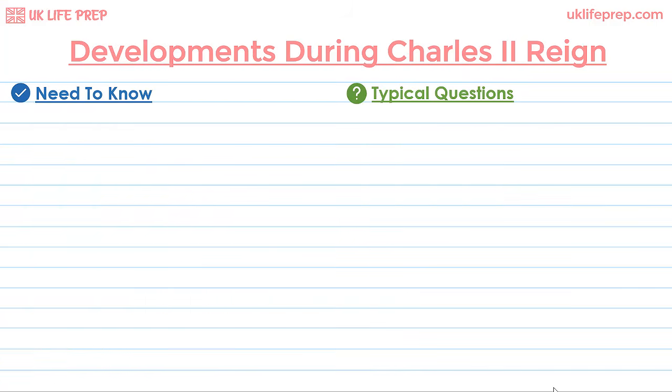During the reign of King Charles II, there were a number of important developments. In 1665, there was a major plague in London, and the year after, there was a great fire that destroyed much of the city.